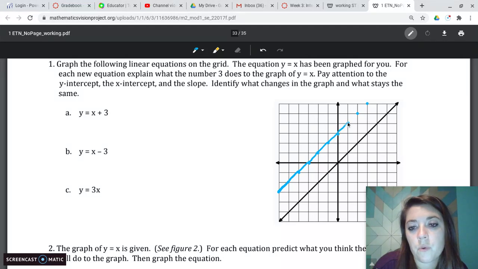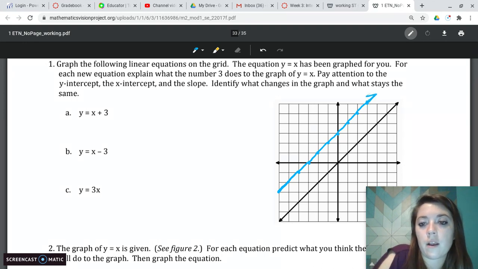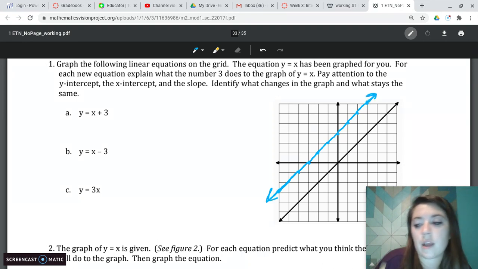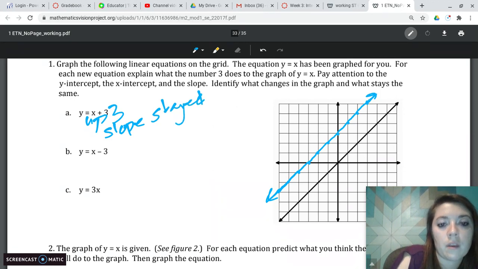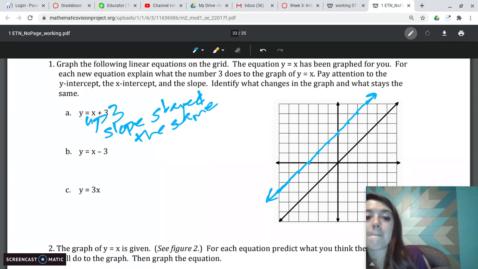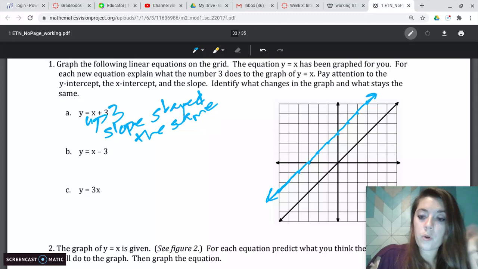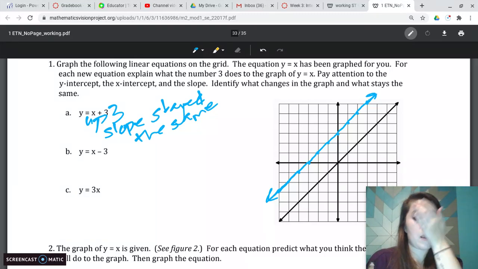Okay, so we connect all these points, kind of, sort of. There is our line y equals x plus 3. Now, in comparison to the line y equals x, what happened? It shifted up 3, but the slope stayed the same. So the slope remained the same, but the whole graph was shifted up 3.